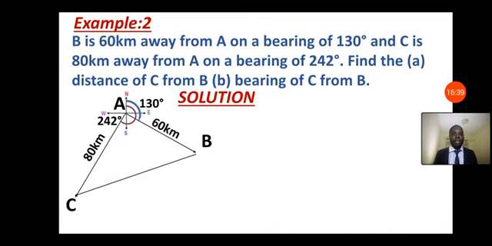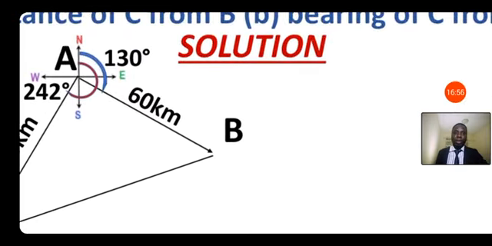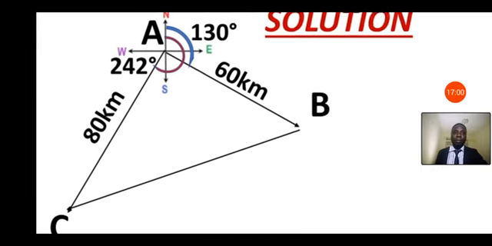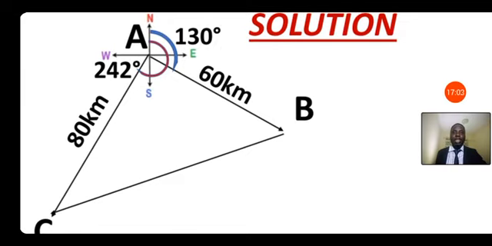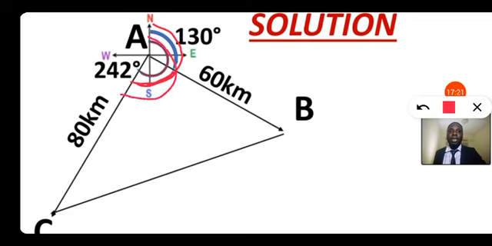So the first part now says, find the distance of C from B. Now looking at this triangle, I have two sides, but I do not have any angle. If you zoom in, I have side 60 and side 80. I do not have any angle, so I'll have to find this angle A. How do I do that? I will have to subtract 130 from 360... let's do that quickly and see how it works.